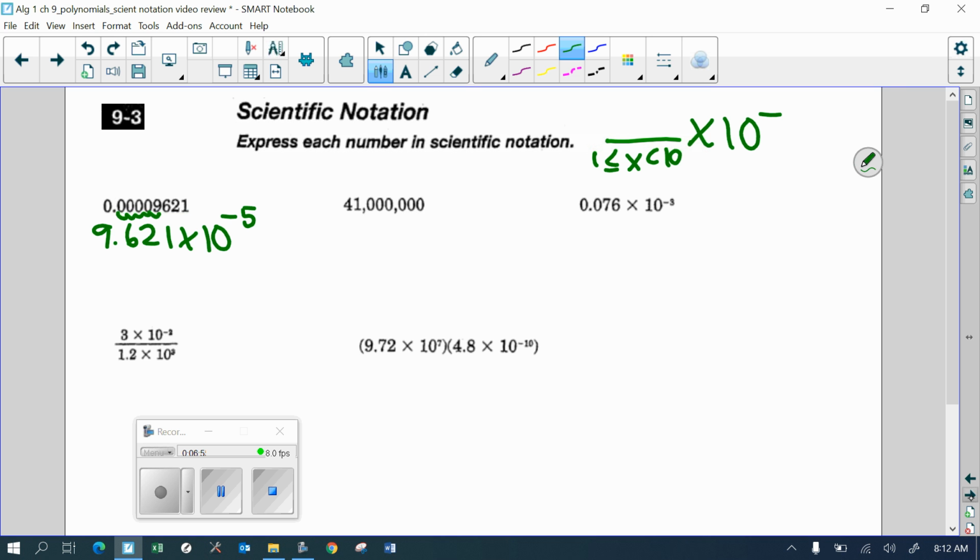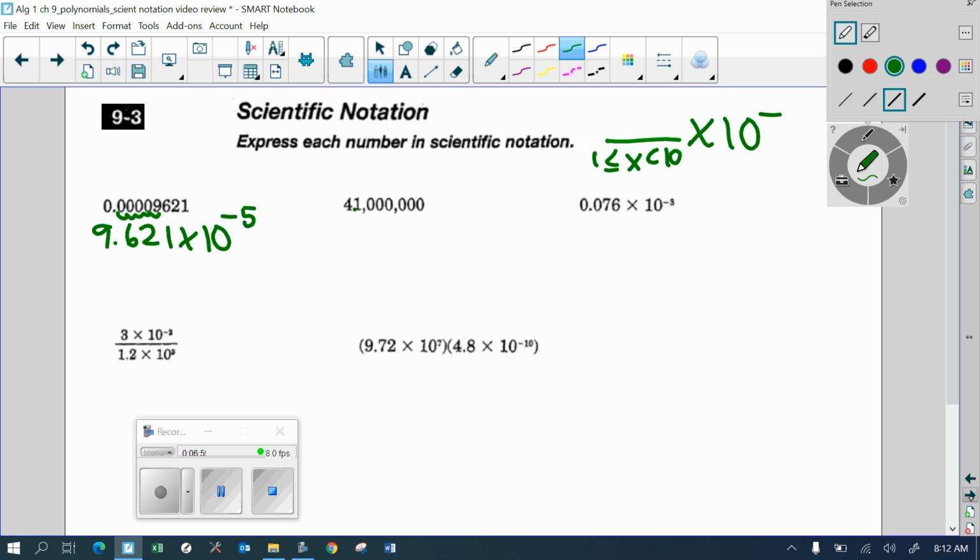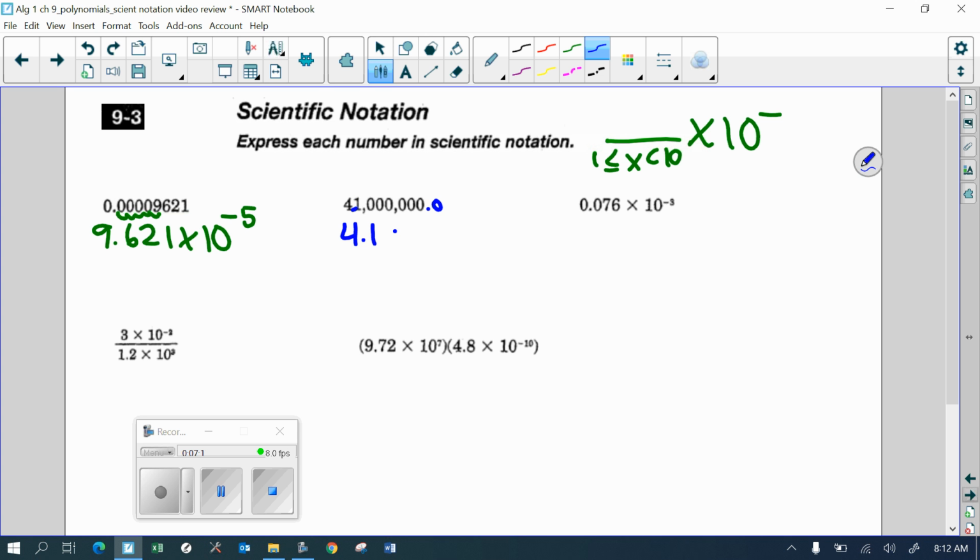Here I can't have 41 because that's not between 1 and 10. So 4.1. That first number has to be from 1 to 10. So 4.1. And remember, that really means I'm going to put 0.0 at the end if I wanted to. The decimal place is at the end. So how many places am I having to move it? 1, 2, 3, 4, 5, 6, 7. So it's going to be 10 to the 7. I'm going to go right. It's positive.